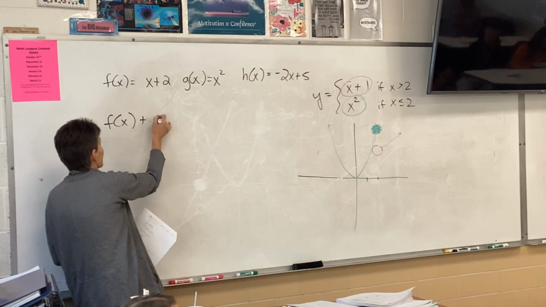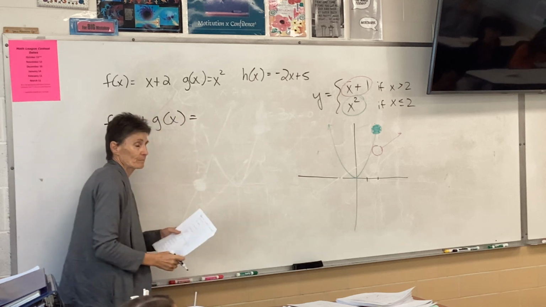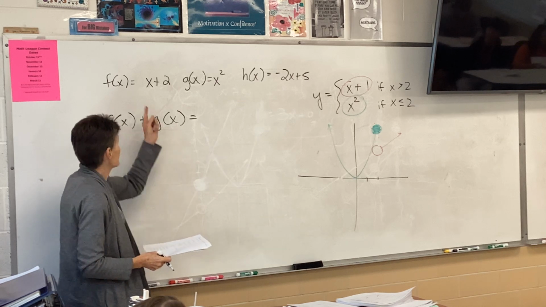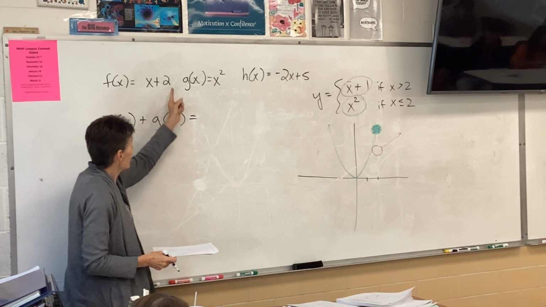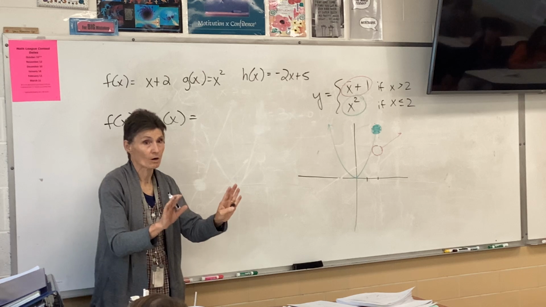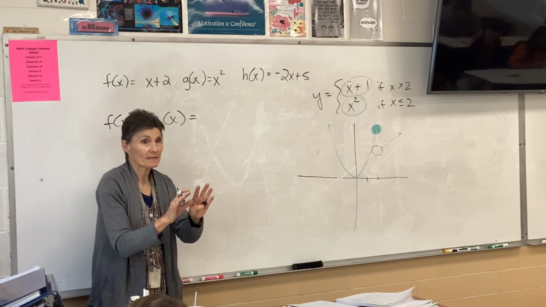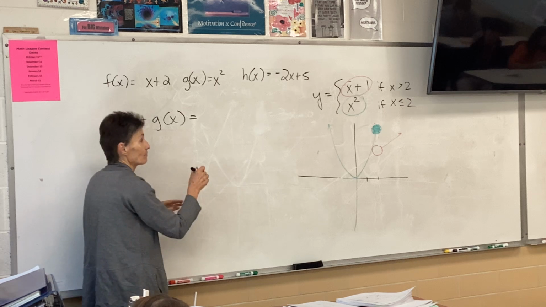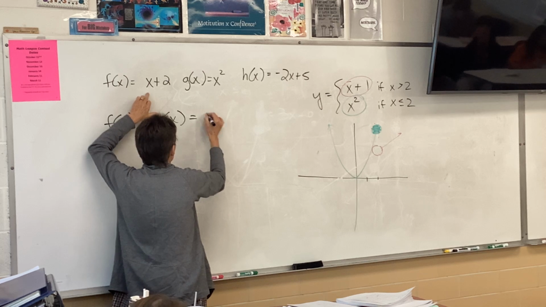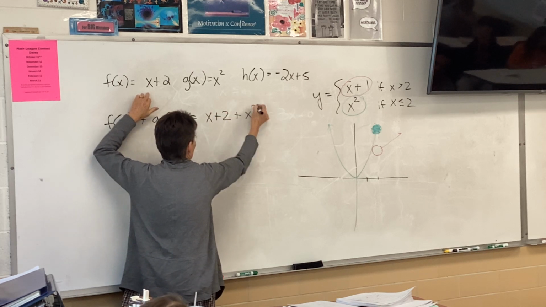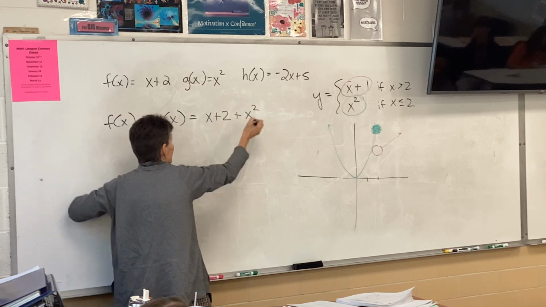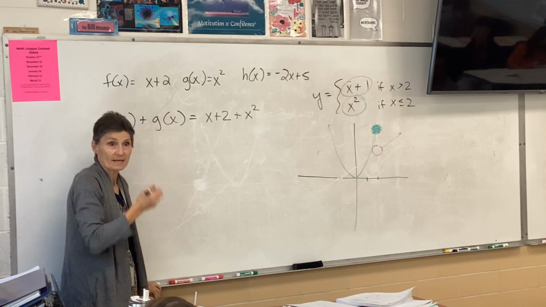So the first problem says, what do I get when I add my F function, that is this thing, and my G function? You may take a wild guess. You'll be right. It isn't hard. It's very obvious and easy. What am I going to get when I add these two together? I'm going to get x plus 2 plus x squared. I add F and I add G, that's what I get. That's all there is to it.